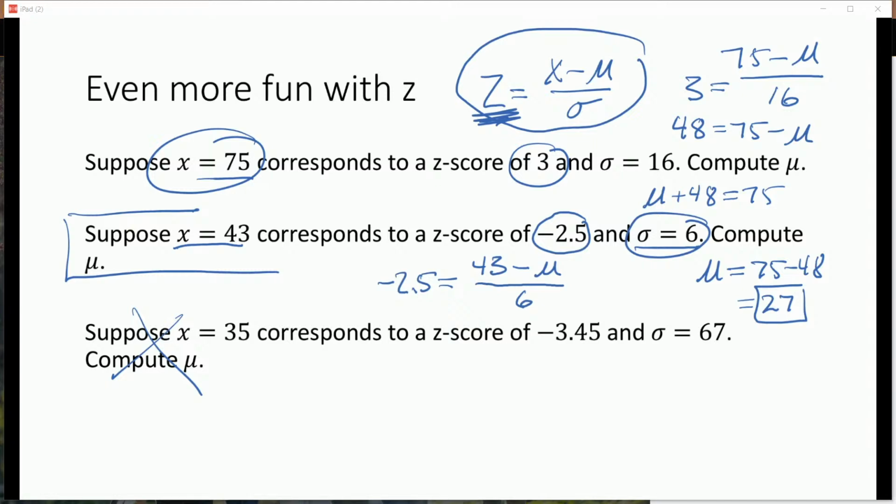Multiply negative 2.5 by 6. That's it. Very nice. I was trying to hint at it without being too obvious. So that would give me negative 15 because it's negative. All right, keep going. We're almost there. Now what?